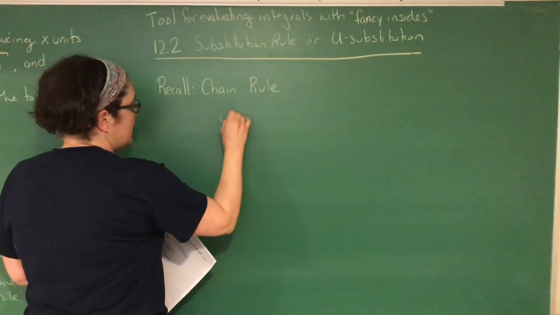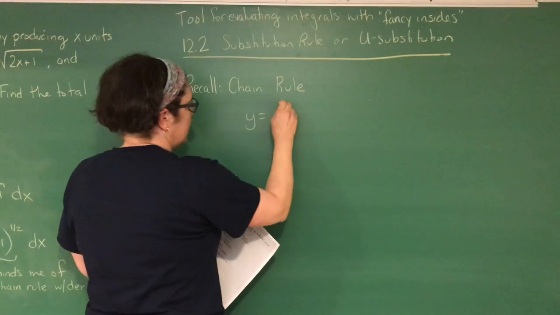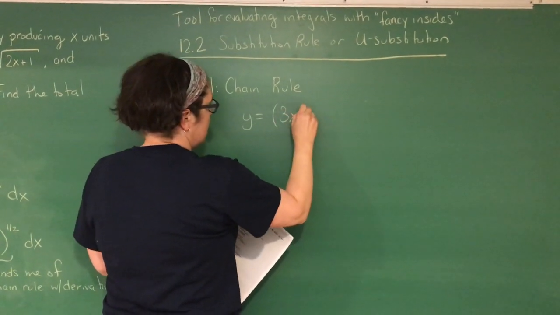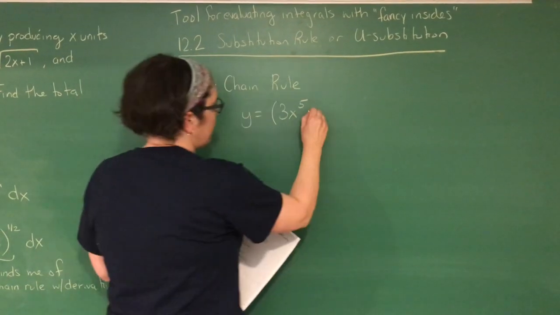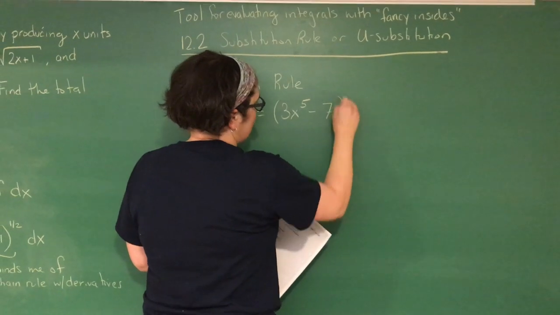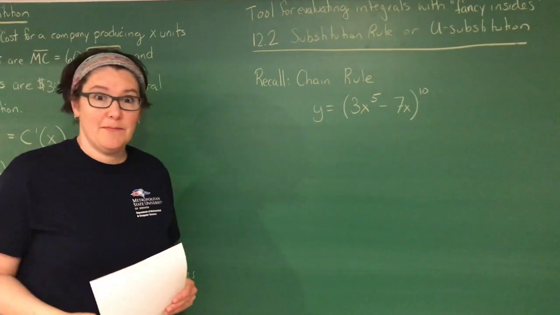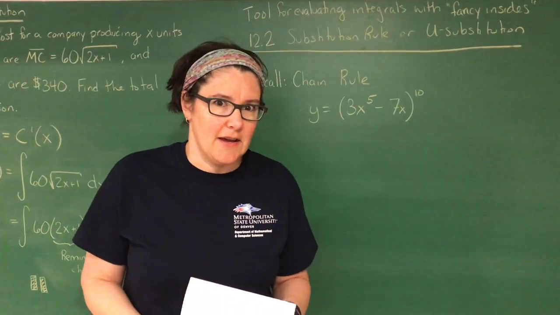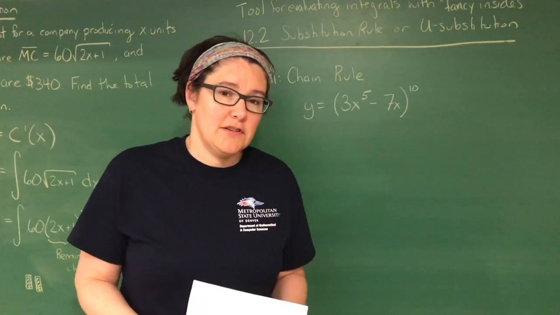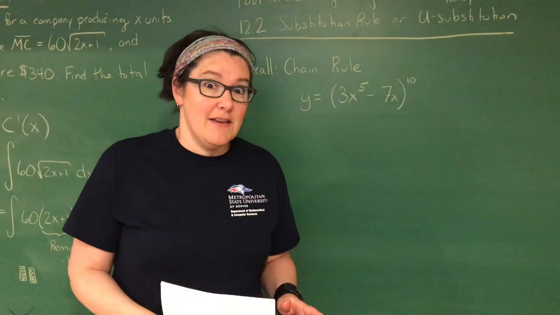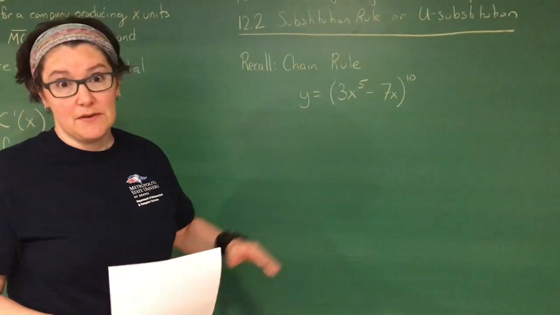So let's say that we have y equals 3x to the 5th minus 7x raised to the 10th, and we want to find the derivative. Now, if we were in class right now, I'd ask you to turn to your neighbor and say hi, and then tell your neighbor how to find this derivative.